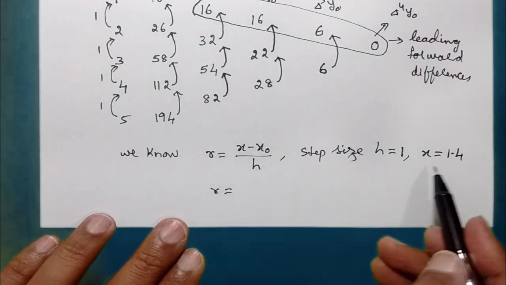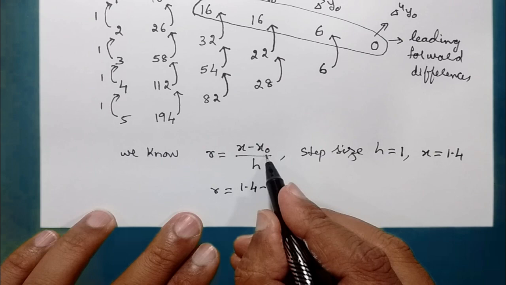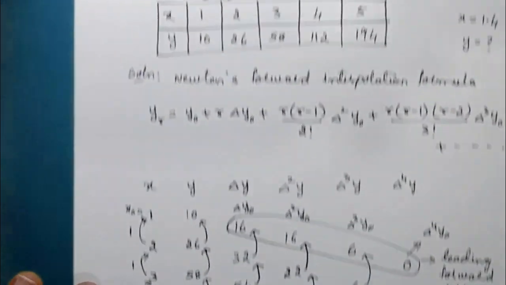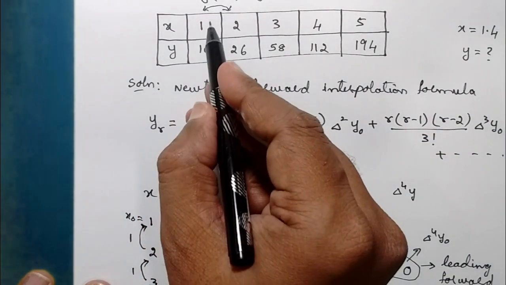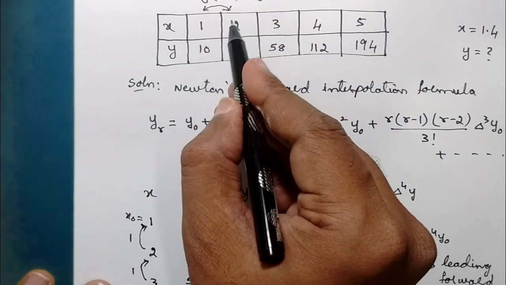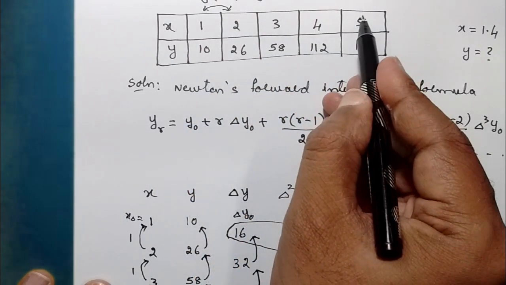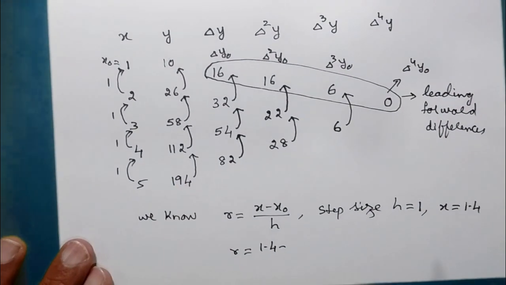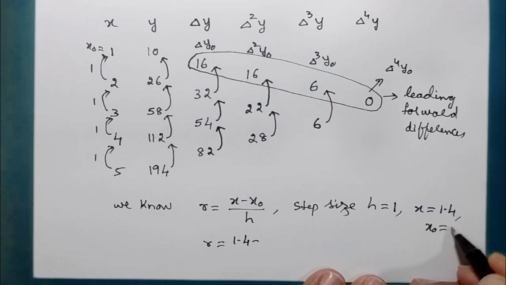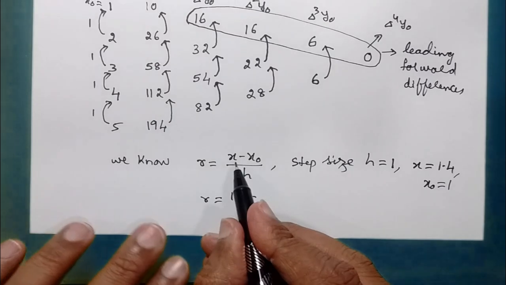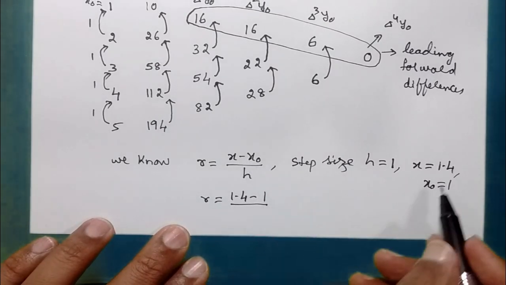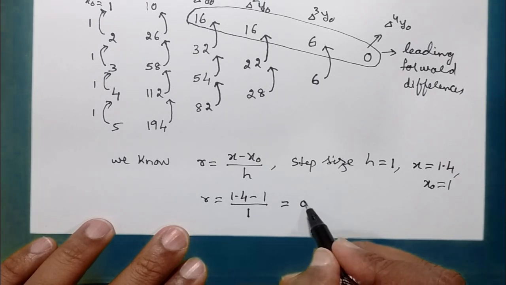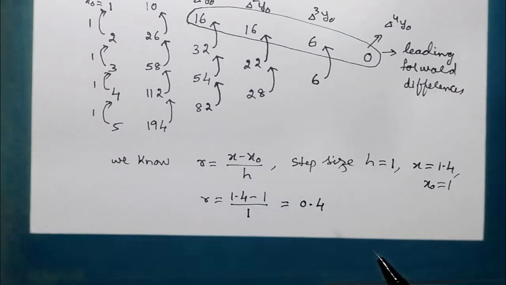So now we just plug in, x value is 1.4, so 1.4 minus x naught. What is x naught? x naught is the initial value of x in the table. The first value of x in the table will represent your x naught. So this is x naught, this is x1, x2, x3 and x4. x naught is 1. So you can even write down here, your x naught value will be equal to 1. Now if you plug in, x naught value is 1, divided by h value, which is 1. So 1.4 minus 1 will be how much? Its value will be 0.4. So we got the value of r.